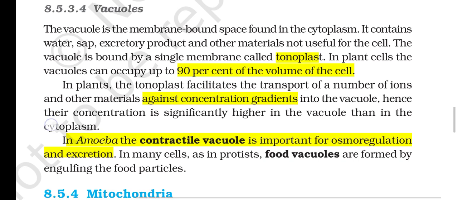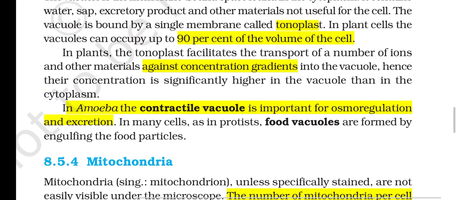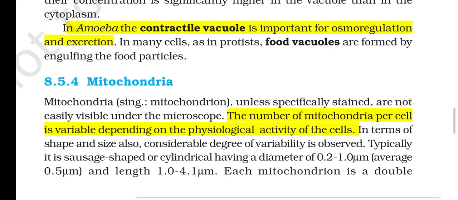In plants, the tonoplast facilitates the transport of a number of ions and other materials against concentration gradients into the vacuole. Hence, their concentration is significantly higher in the vacuole than in the cytoplasm. In amoeba, the contractile vacuole is important for osmoregulation and excretion. In many cells, as in protists, food vacuoles are formed by engulfing the food particles.